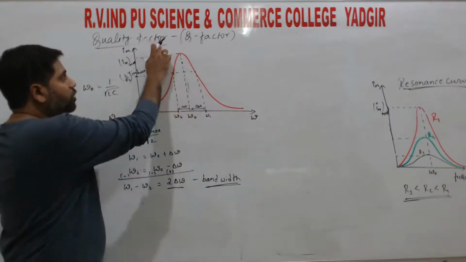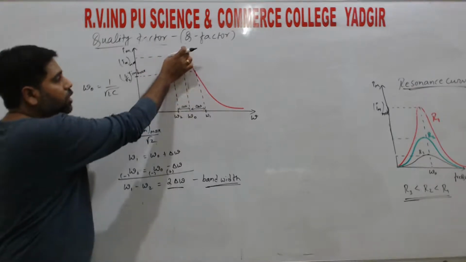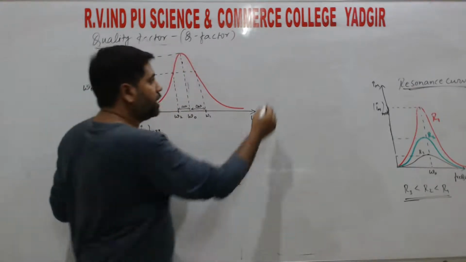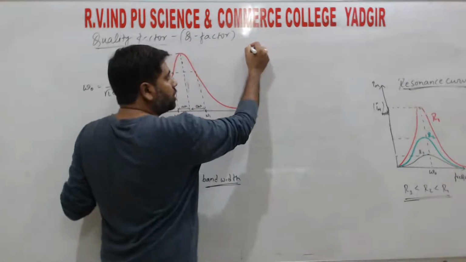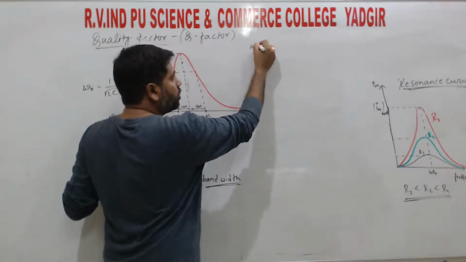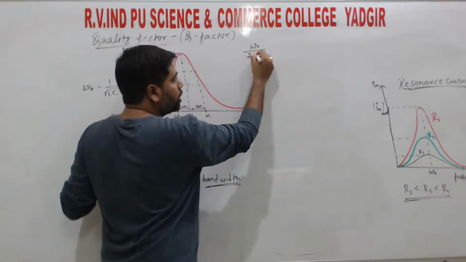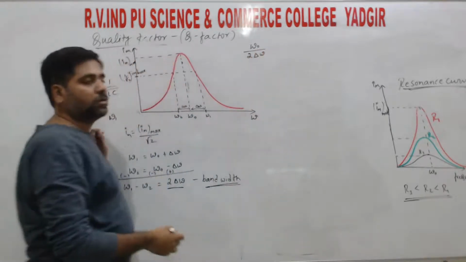Here we need to find the quality factor, that is the sharpness of the curve, right? We define it as the ratio of the resonant frequency to the bandwidth, right?